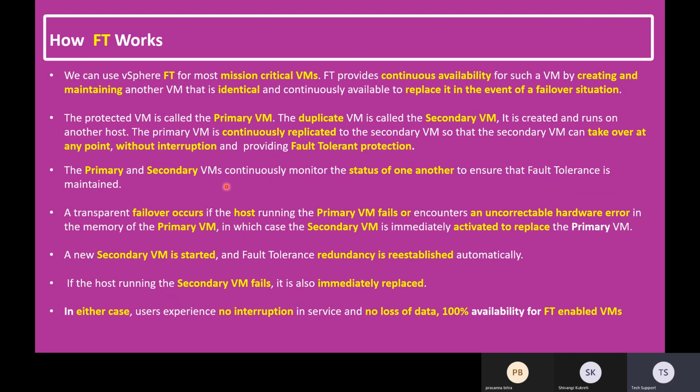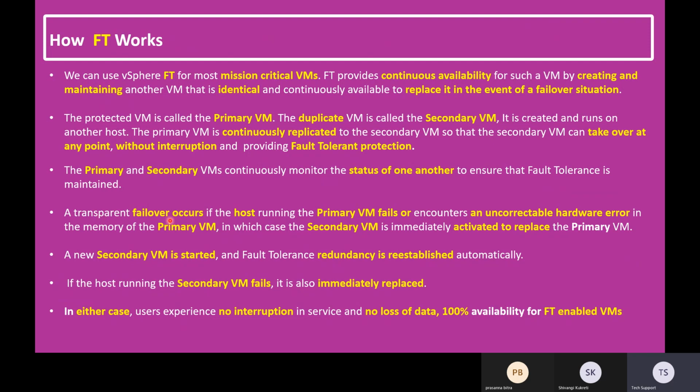And the primary and secondary VMs continuously monitor the status of one another. It's the same as in our previous concept, high availability, where our fault domain manager sends a heartbeat every 15 seconds from the master host to all the subordinate hosts. It keeps sending heartbeats, and if it is unable to send the heartbeat, it decides that the associated subordinate host is down. A similar scenario applies in fault tolerance, which continuously monitors the state of one another to ensure fault tolerance is maintained. In the ESXi host HA scenario, it's 15 seconds. But in the fault tolerance scenario, it's every 10 milliseconds that it sends a heartbeat.